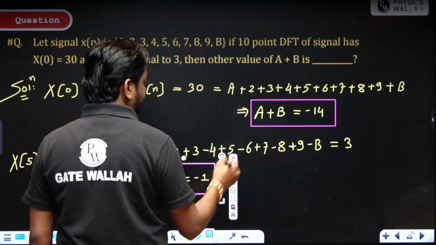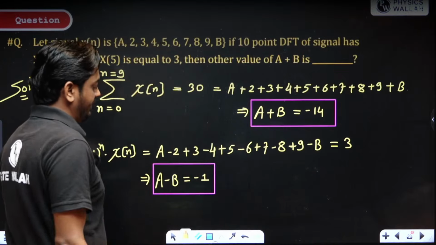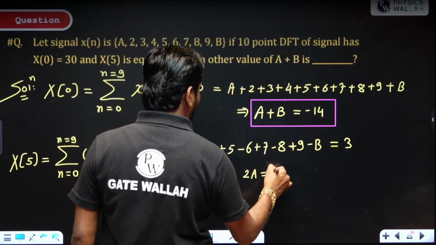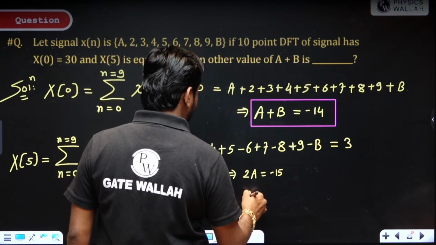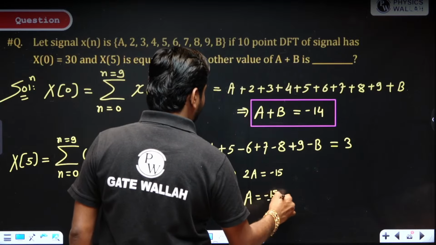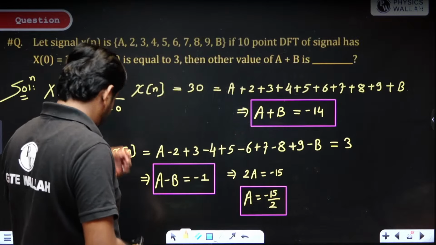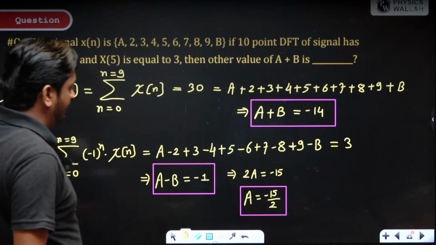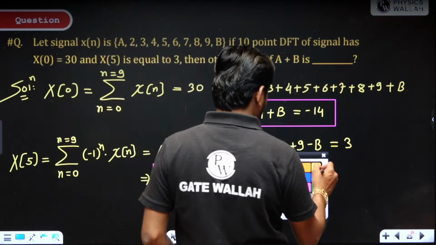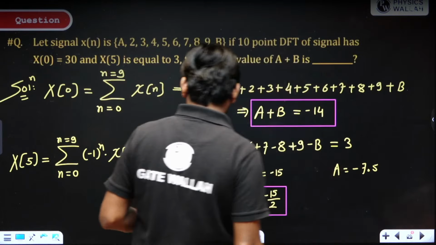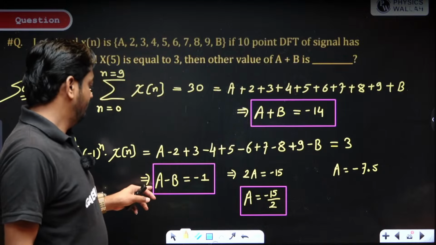So here we got a minus b. Now we got a minus b and a plus b. So we'll get the value of a and b. If we add these two, guys, then 2a is equal to what? Minus 15. So a is equal to minus 15 by 2. And tell me the value of b, guys. So here we got a is equal to minus 7.5.